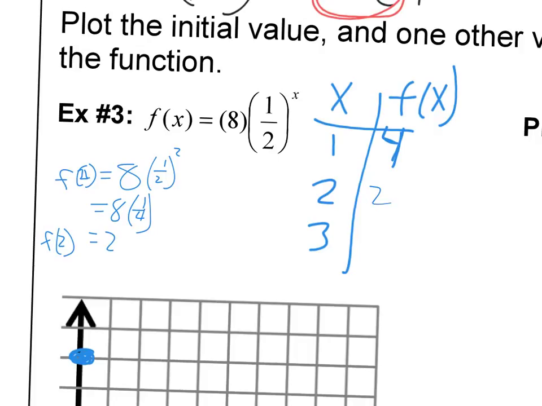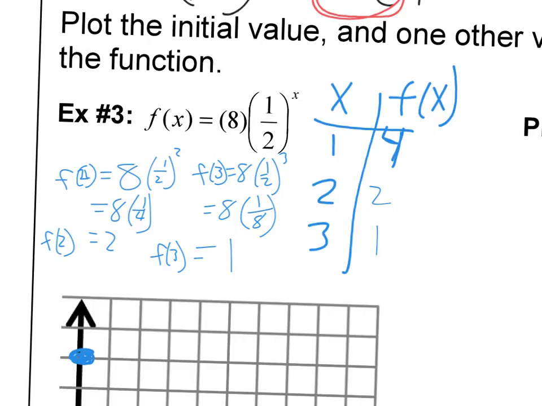Okay, let's do one last one. Let's do 3. So let's figure out what F of 3 is. Well, that would be 8 times 1/2 to the third power. 1/2 to the third power is going to be 1/8, because 1 to the third power is 1, and 2 to the third power is 8. So I have 8 times 1/8. Well, 1/8 of 8 is just 1. So F of 3 is 1. So that means when I plug in a 3, it gives me a 1.